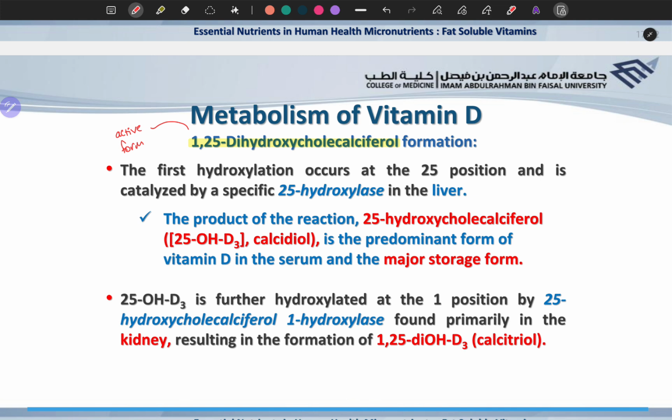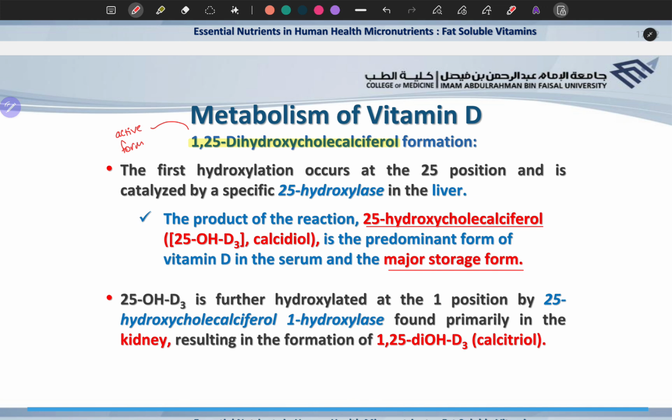25 hydroxycholecalciferol or calcidiol. Now you must be knowing 80 to 90% of the Saudi population is deficient in vitamin D. When you go for estimation of vitamin D, you estimate this form, calcidiol, 25 hydroxy D3. Is it clear? Not 1,25 dihydroxy D3. You measure this one, 25 hydroxy D3, calcidiol. Is it clear?